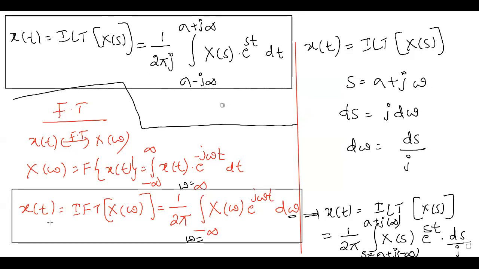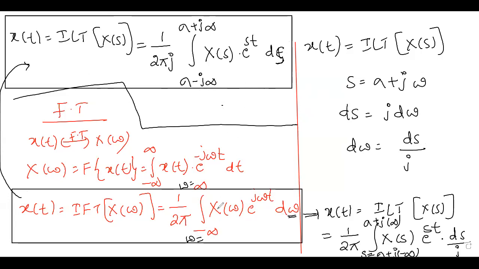How this has come is based on the inverse Fourier transform formula only. Because d omega equals ds by j, here I have substituted ds by j, giving 1 by 2 pi j. x of s, where s equals j omega. Then only can we convert the Fourier transform to the Laplace transform. x of s e power st, ds. Sorry, I have written dt here. This is ds. Please correct it, I'm sorry. ds.